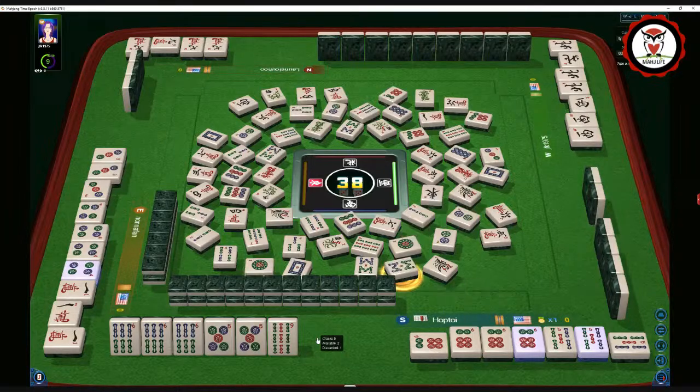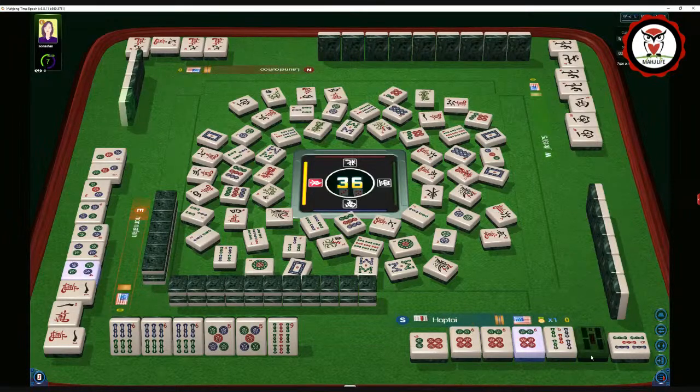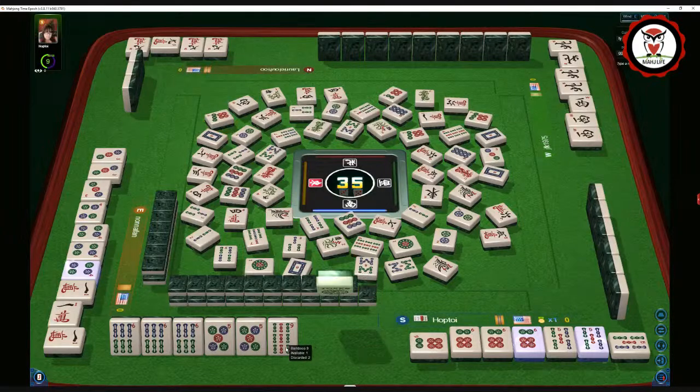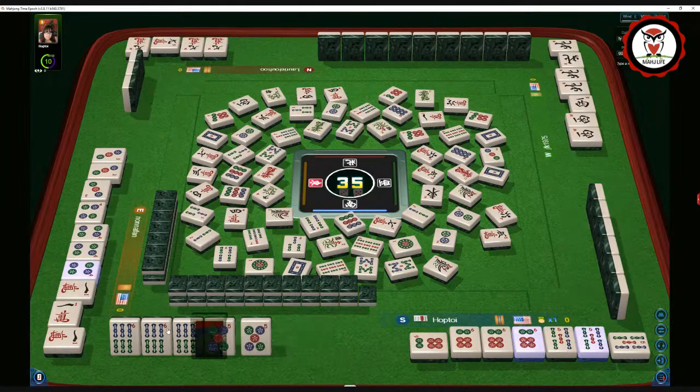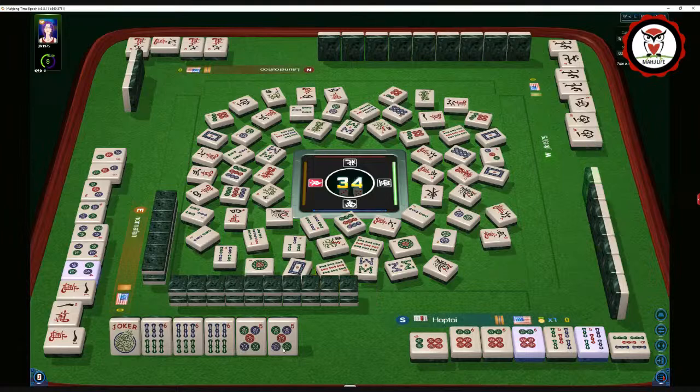8 bamboos. I'm hoping we'll draw to get ready. White dragon. Because we could be, let's see, no, there's only 1 hand we could be playing, so it really doesn't matter right now. 7 dots. Oh, there we go. All right, so now we're ready to win on a 5 dot or a 6 bam. 5 dots. There we go.